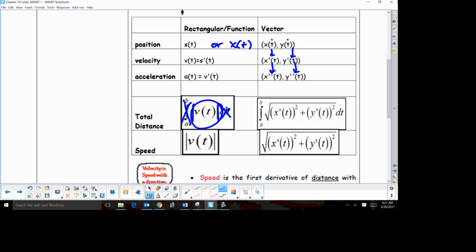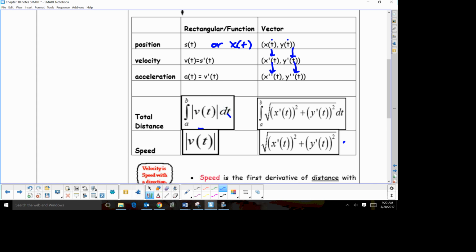So this is the new formula, and we won't really practice this until tomorrow, but I want you to see how it's the same. We just get rid of the integral part for the speed. Same concept as in rectangular. Does that make sense? Okay.